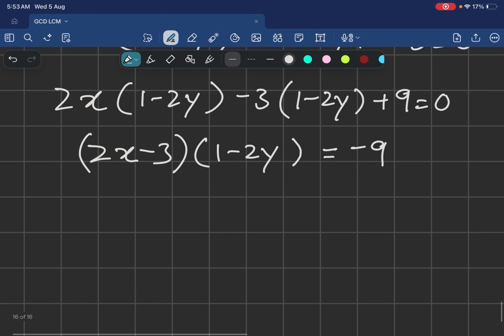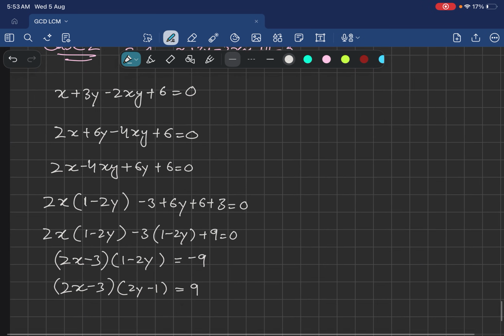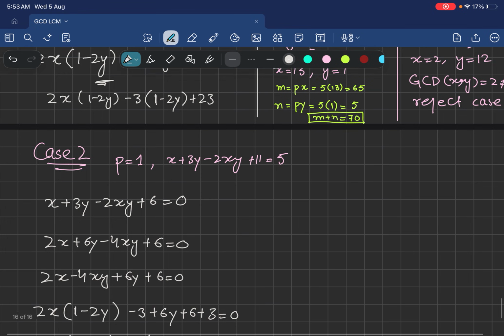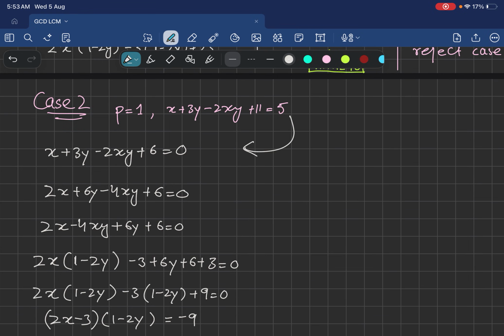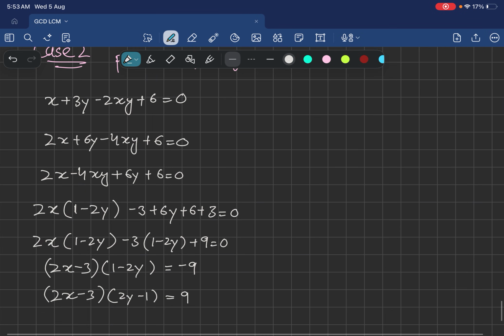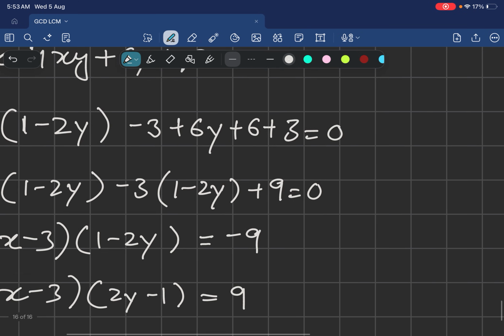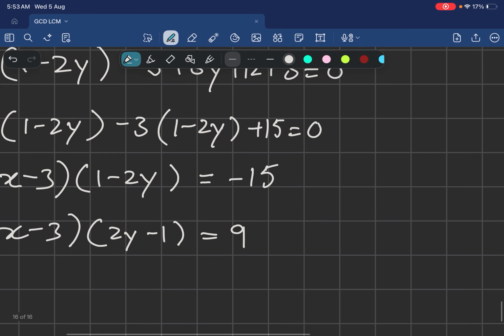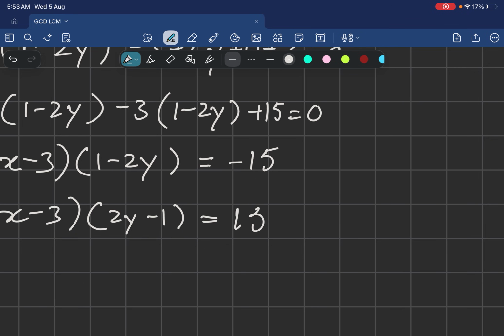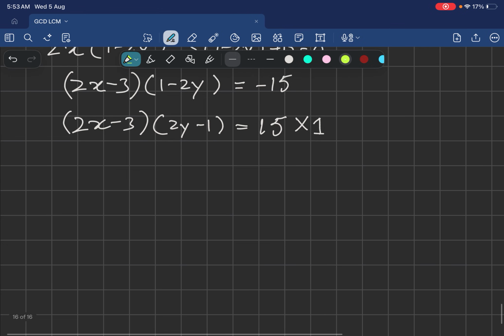I hope I am not making a mistake here. Minus 9. Take this common and you are left with 2x minus 3, 2y minus 1, this is equal to 9. I hope I didn't make any mistake, did I? Yeah, it's 6, and I'm going correct. I didn't multiply here with 12. I knew that I was making a mistake. So this would be something like 12, and this would be 15, and minus 15, and then you again take common and you are left with 15.